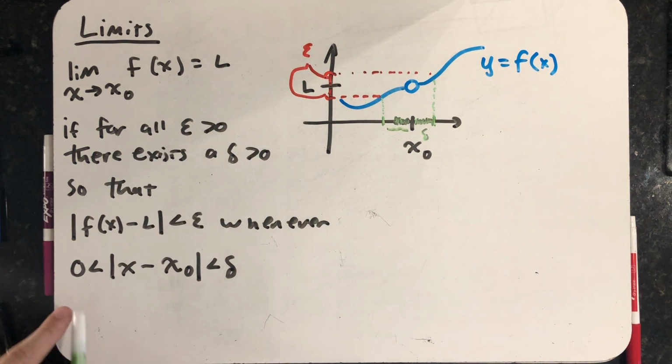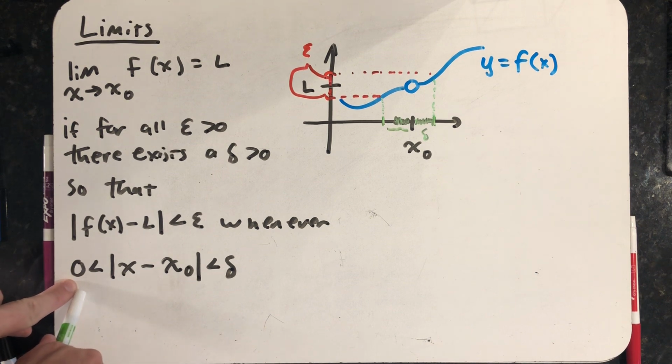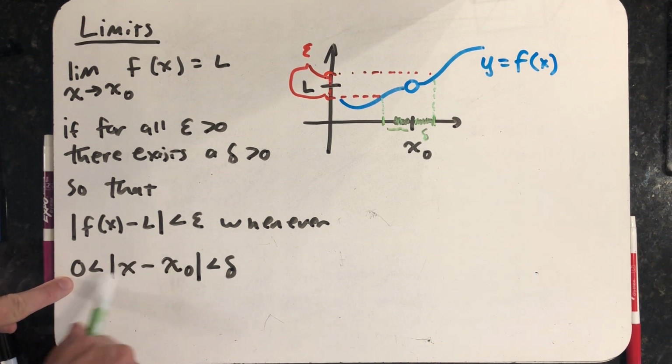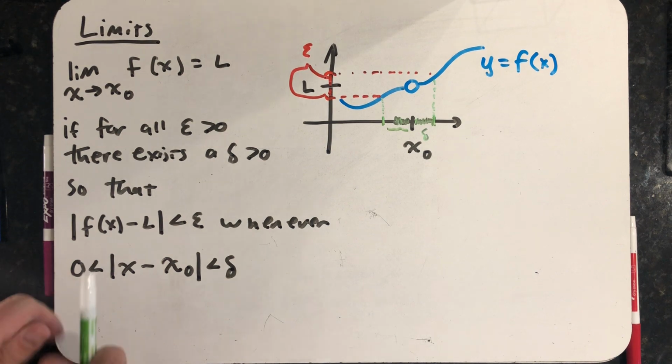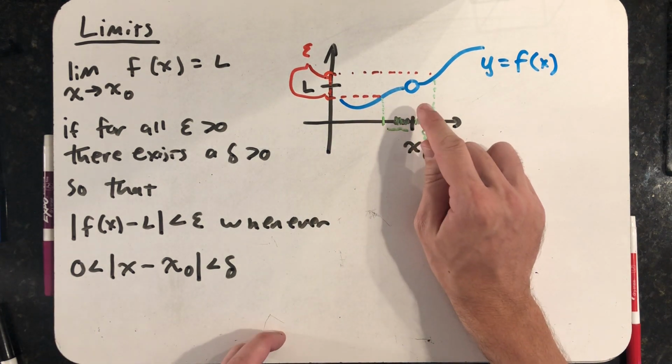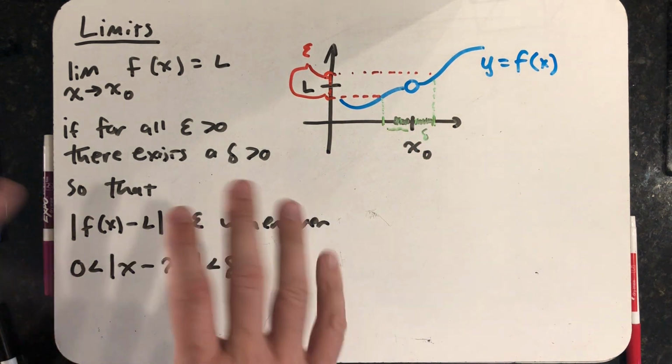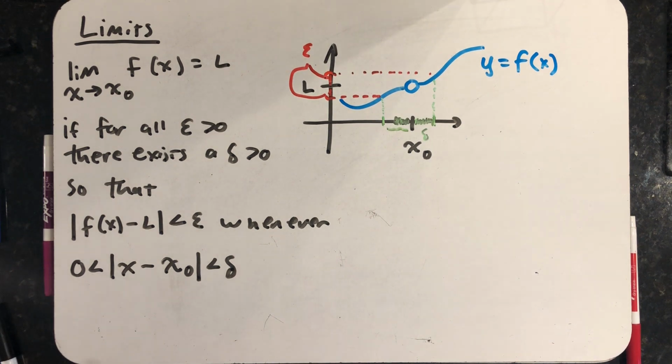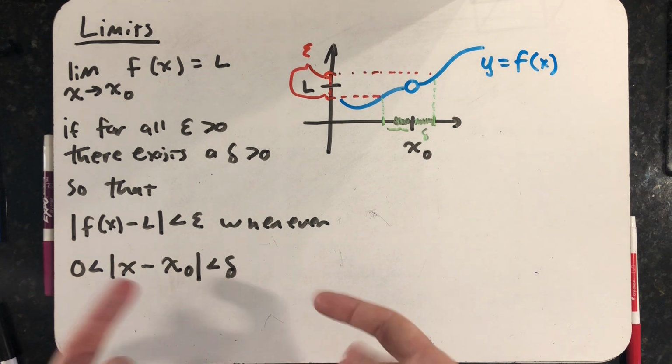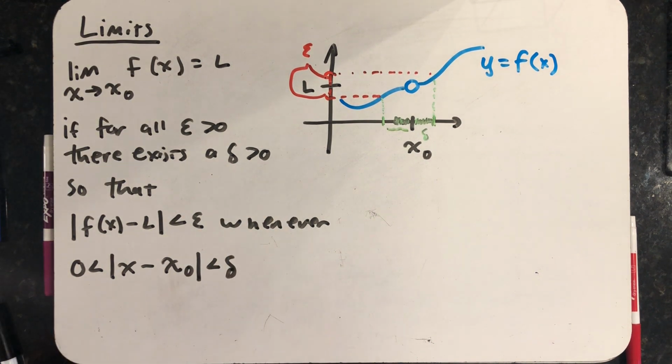The last thing to consider is that I throw a 0 here. I'm making this distance be positive. Well, that's because I don't want to get to x naught. Everything in here serves a purpose, right? I want to keep my y values within epsilon of L. To do that, I have to keep my x values within delta of x naught. If there is a delta for every single epsilon, then this limit exists.